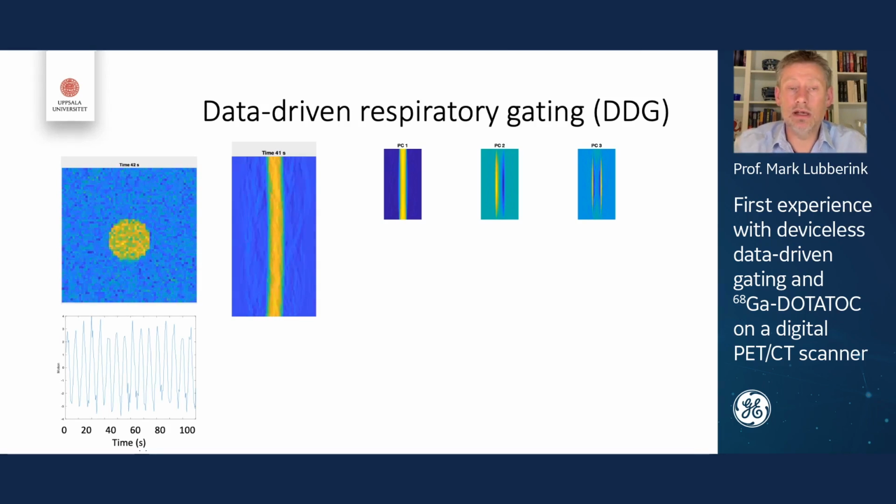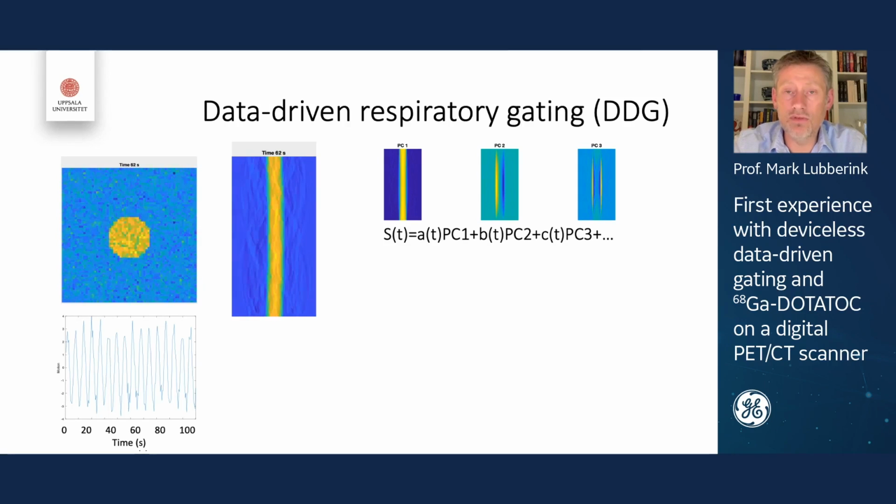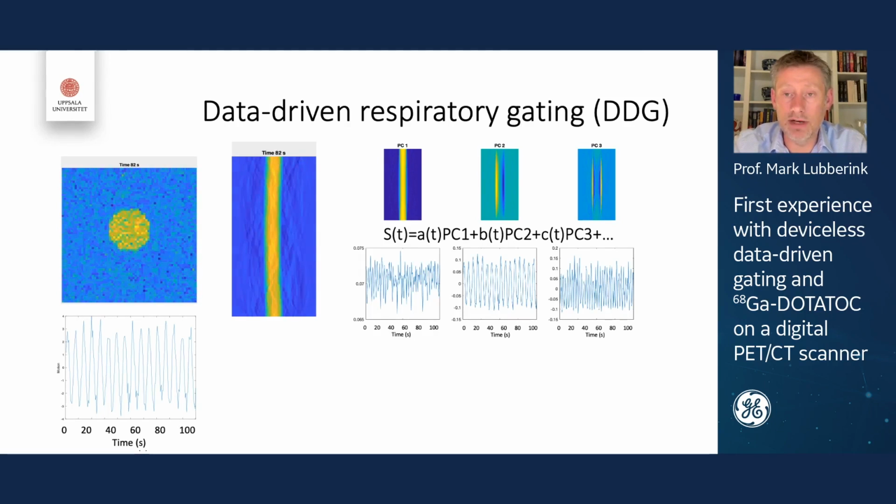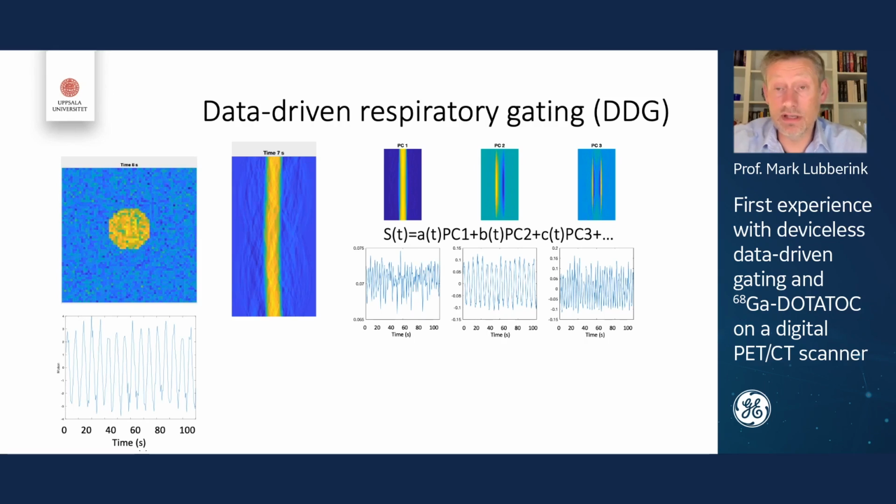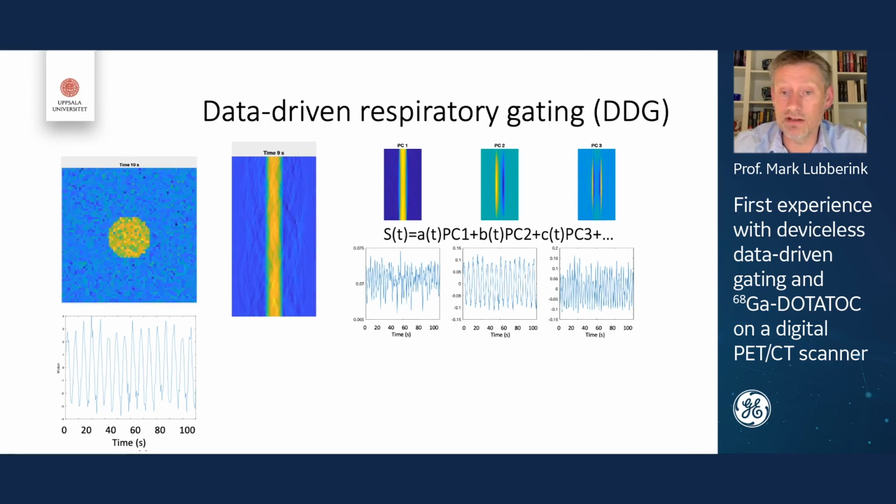And now we can actually express each of the sinograms in the time-dependent sinogram on the left here as a function of these 3 different principal components over time. And if we plot the time-dependent coefficients A, B, and C, then we get graphs that look like this, that show the contribution of each of these principal components over time to the time-dependent sinogram. And as you can already see here, the principal component 2 contribution to the total signal resembles very much the motion that we actually gave the sphere.